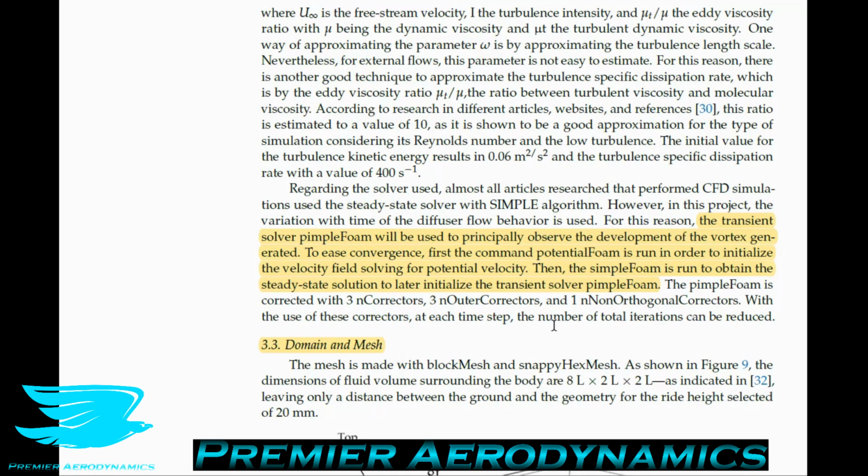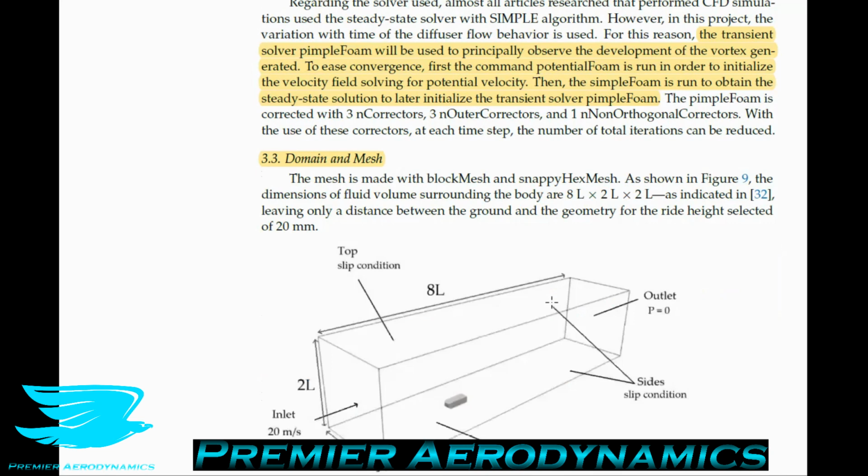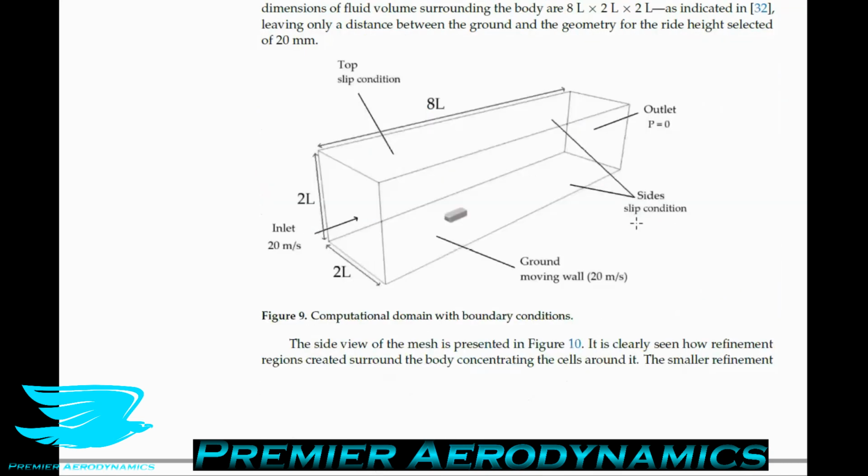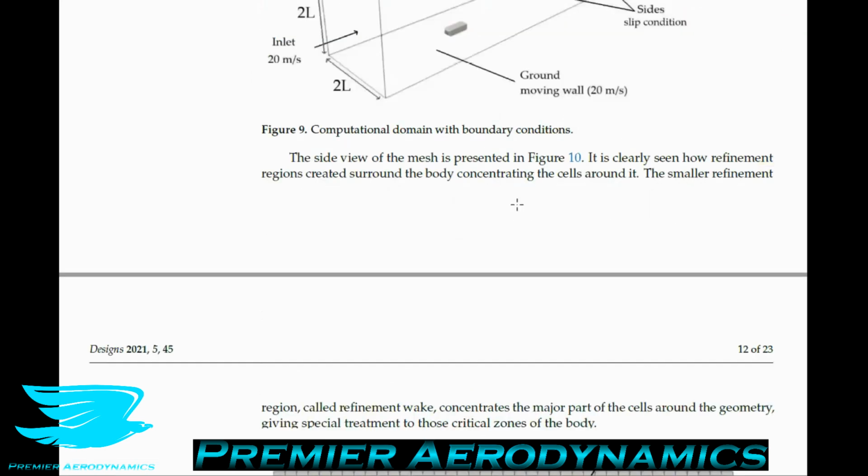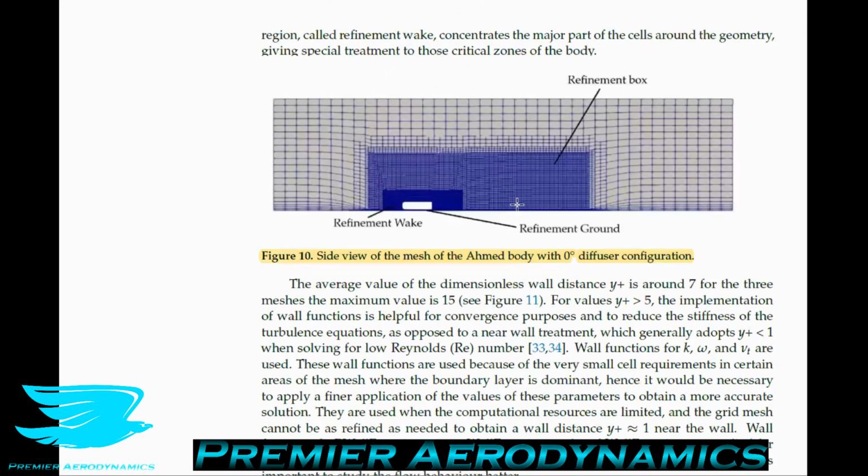So from there, they talk about the domain and the mesh. So the domain is pretty standard. It's just this armored body in a rectangular box. And they have a view of the mesh. So in figure 10, the side view of the mesh is presented. So let's talk about the side mesh here, because you can tell quite a lot from how the mesh looks.